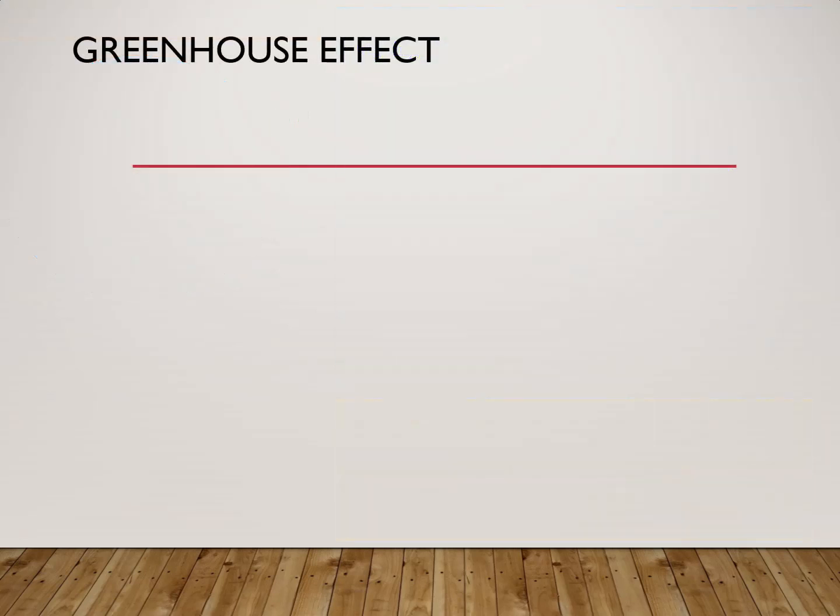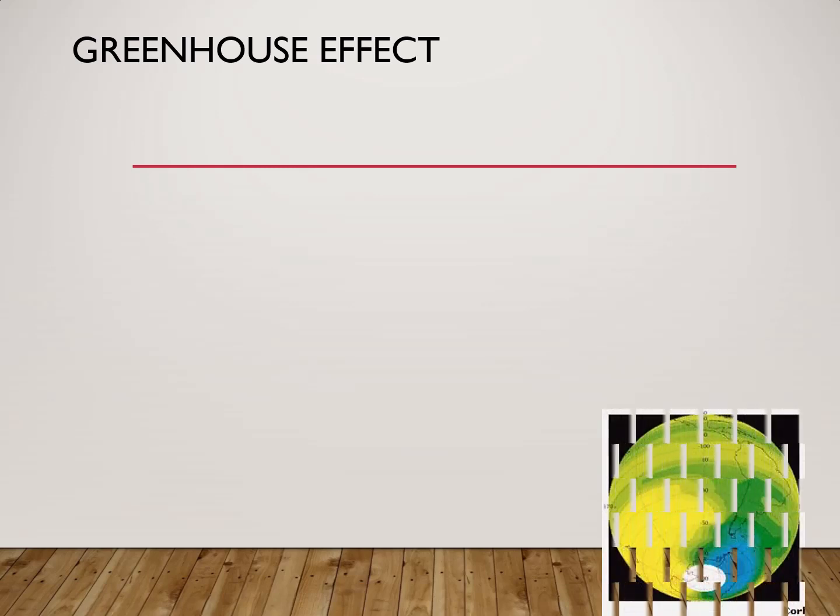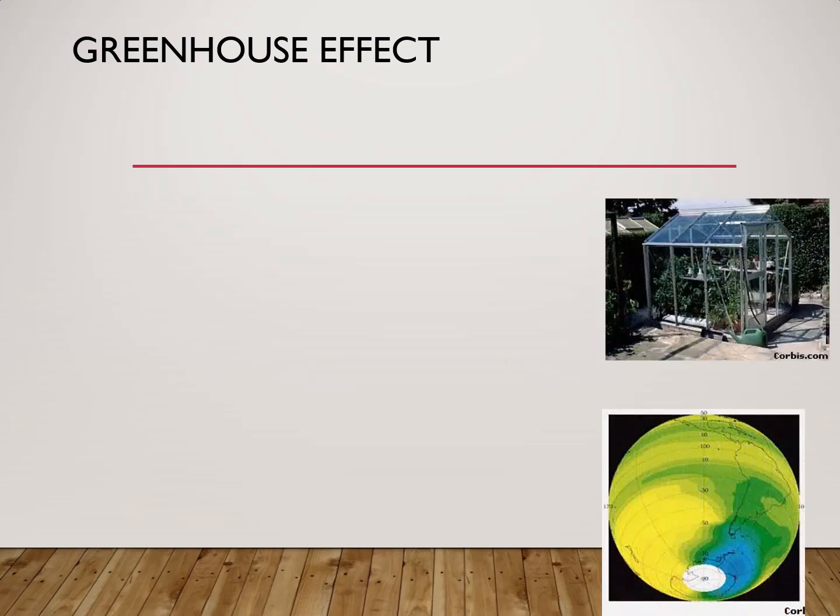Because of varying amounts of insolation, the temperatures of the earth are maintained in many ways, which is known as the greenhouse effect. Let's look at what the greenhouse effect is. When the sunlight comes towards the earth, it is reflected back by the earth's surface and it heats up the atmosphere.